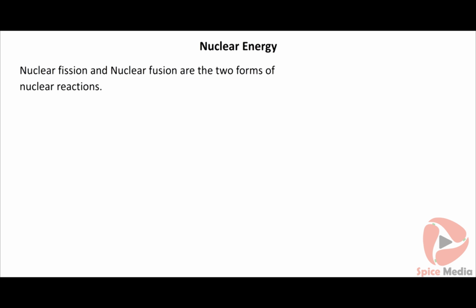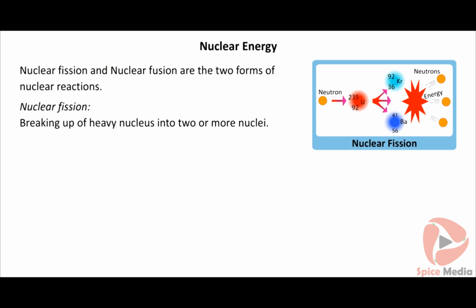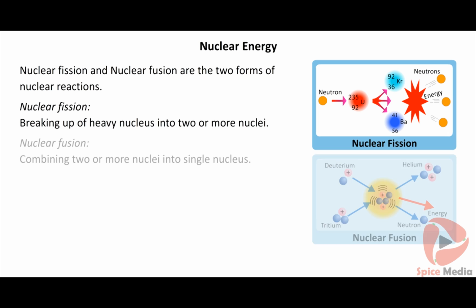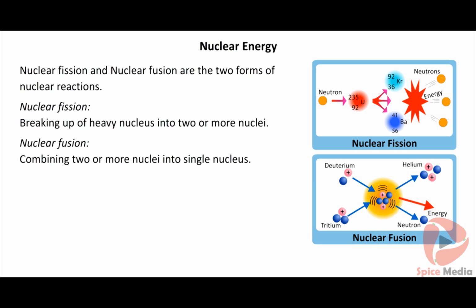Enormous energy is released during nuclear reactions. Nuclear fission and nuclear fusion are the two forms of nuclear reactions. Breaking up of a heavy nucleus into two or more nuclei is called nuclear fission. Combining two or more nuclei into a single nucleus is called nuclear fusion. Energy released by nuclear fission is used to produce electricity.